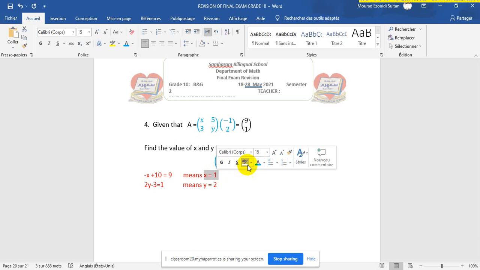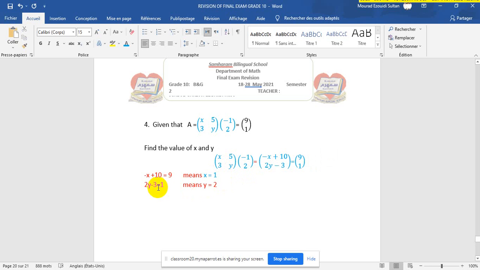Okay, in the exam I just want the value x equal 1. Okay, and 2y minus 3 equal 1. This is minus 3. Try to transfer on the right hand side. It will be 3. 1 plus 3 is 4. So 2y equal 4, divide both terms by 2. So y equal 4 divided by 2, and y equal 2. This is the last answer.